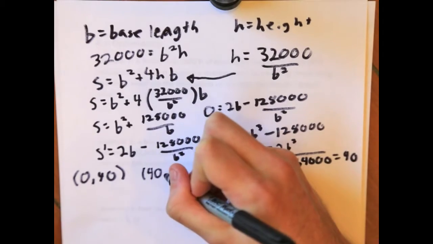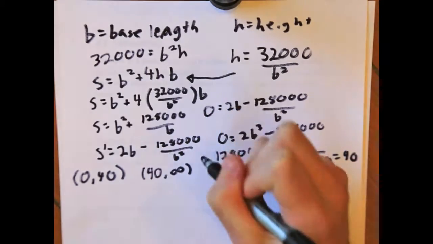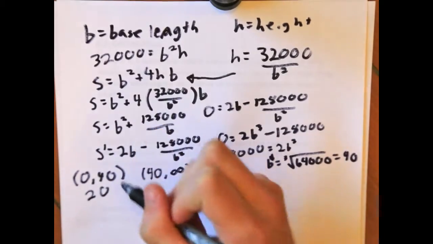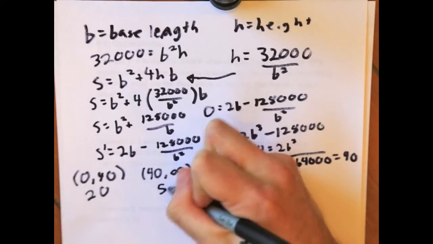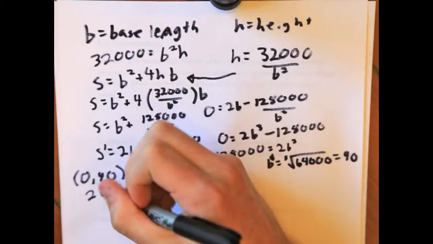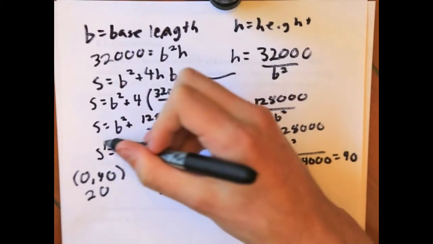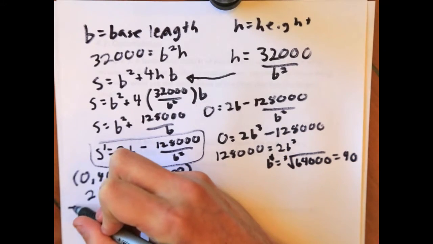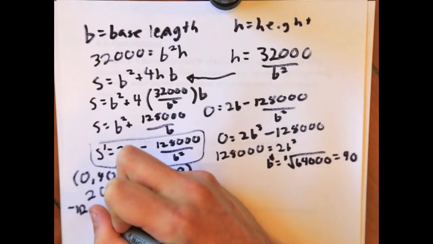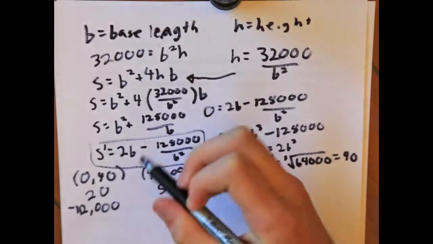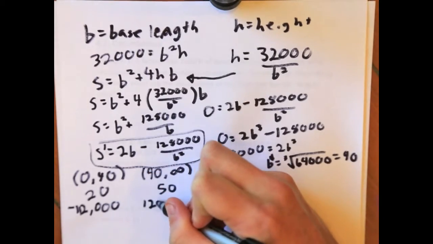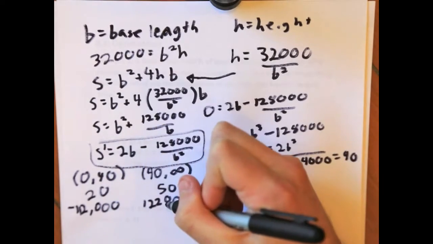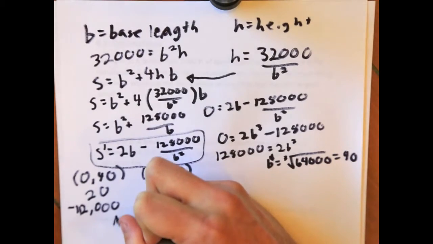and 40 and infinity. And me just picking random values in these intervals, I'm going to pick 20 and then I'm going to pick 50. And if I plug this into our equation right here, then we get negative 112,000 as our slope, and then 122,000 in our slope. And because it's going from a negative slope to a positive slope, we know it's a minimum.